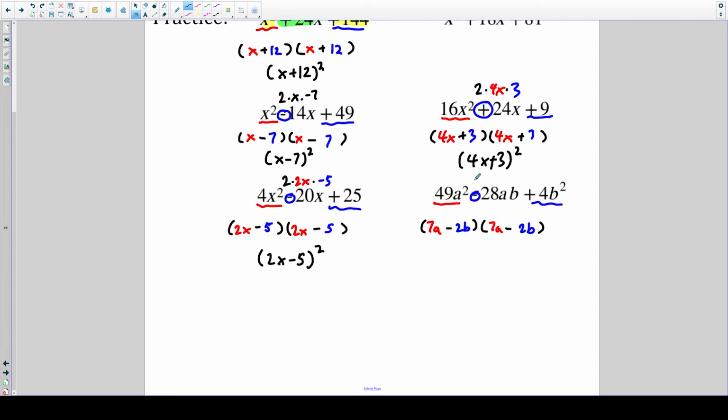We can verify once again that this is actually a perfect square trinomial by going 2 times 7a times a negative 2b. When we multiply this all together, 2 times 7a times negative 2b, it does in fact give us negative 28ab. So thus we can simplify this as 7a minus 2b all squared.